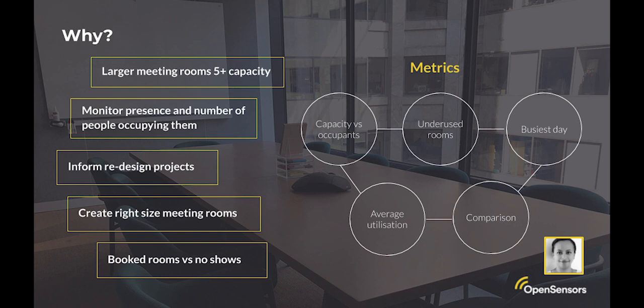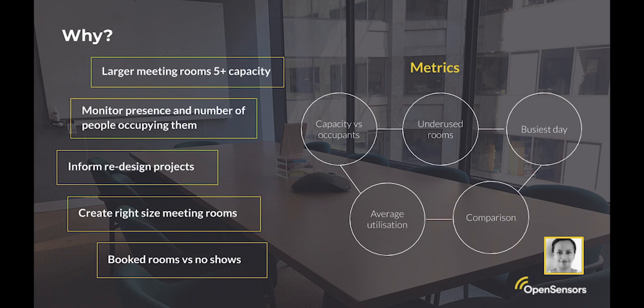Just as a side note, a few people have asked over time, why can't I just use a PIR sensor under each chair or under each desk or sitting area in a meeting room, and use that as a proxy for counting how many people are using that particular meeting room? We really don't recommend this approach. I think the accuracy, just from experience, has been pretty dire.